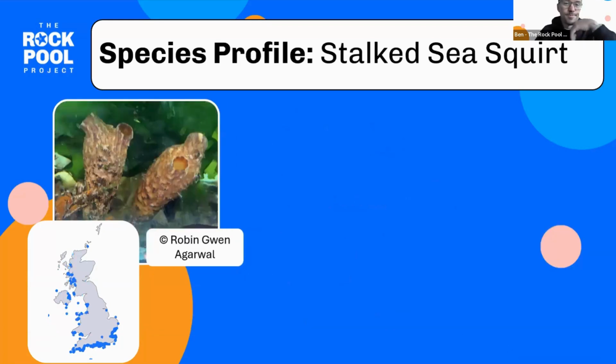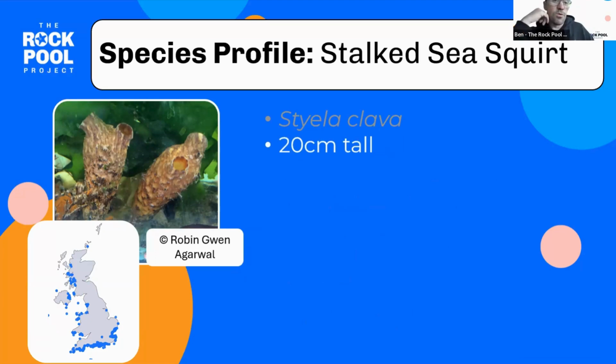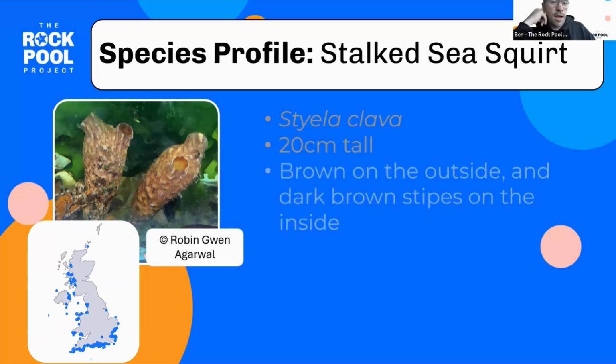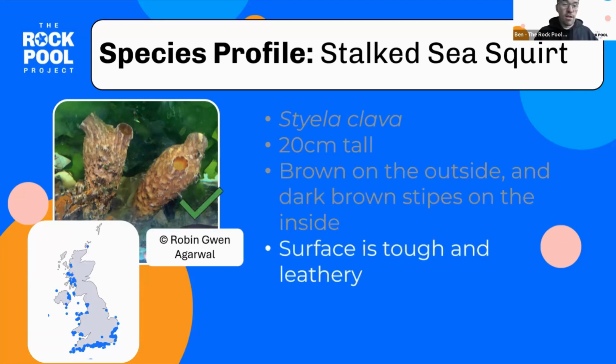Now, this is one I'm not familiar with myself, the stalked sea squirt, Styela clava, and it's a pretty big sea squirt, 20 centimeters tall. It's pretty brown on the outside and has dark brown stripes on the inside. But having a look at the picture, at least it does look very distinguishable in terms of the leathery look of the outside of it, and very tough.